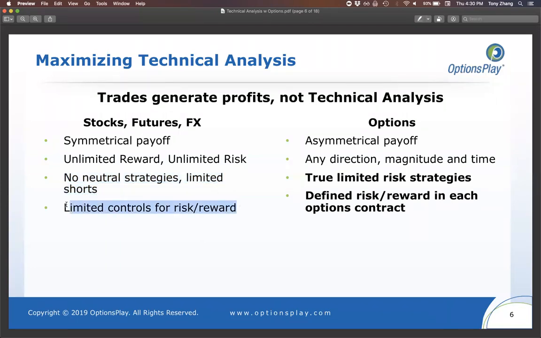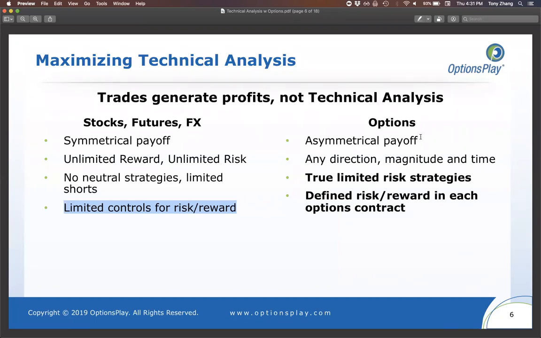And lastly, when you trade stocks, futures, or FX, you have limited controls for your risk to reward. Sure, you can place limit and stop orders on your stocks and other types of strategies. However, stop orders only guarantee you execution but not price, and limit orders guarantee you price but not execution. So it's not really a perfect world in terms of helping you control your risk. You can get close, but it's not exact in terms of defining your risk.